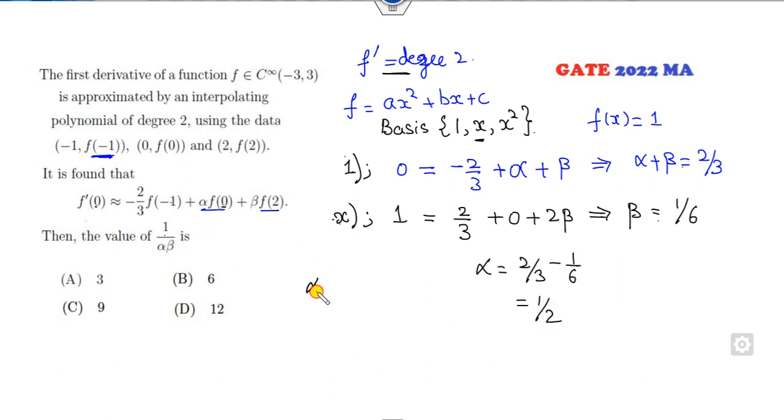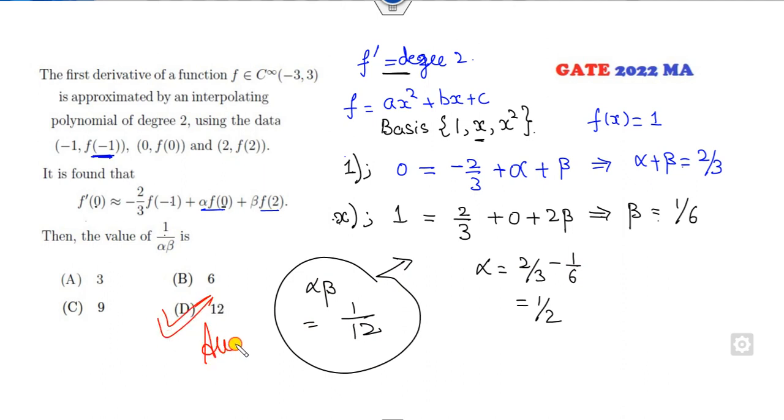So you will need the value of alpha beta. What is the alpha beta? 1 over 12. So this is the right answer here. Remember, they are using the interpolation, fine, but the degree is exactly 2. Because if the degree is exactly 2, then we work with a basis, as in linear algebra.